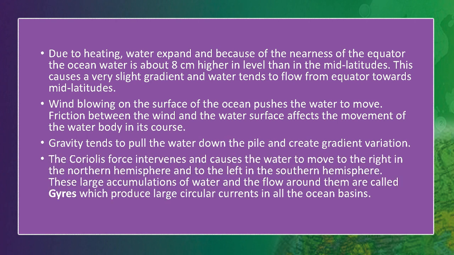Coriolis force intervenes and causes the water to move to the right in the northern hemisphere and to the left in the southern hemisphere. These large accumulations of water and the flow around them are called gyres, which produce large circular currents in all the ocean basins.